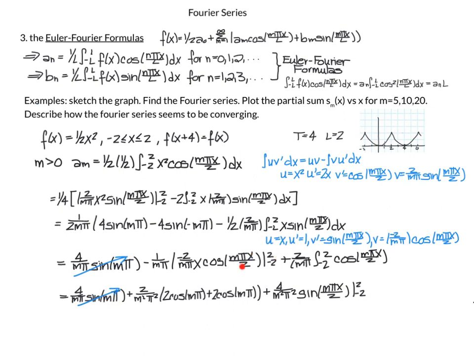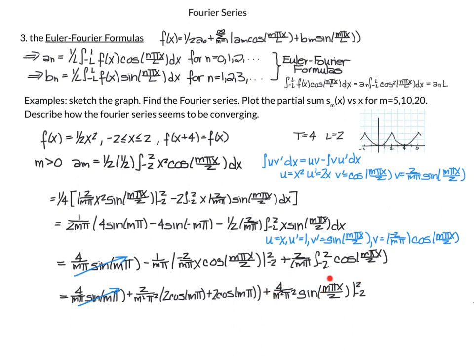The -2 and the 2 cancel, but I'm left with the negative. But since cosine is an even function, it's equal to cosine of m pi. So that part here is this term here. And then last, I have the same sort of thing. Cosine integrates to sine m pi x over 2, and I multiply by a factor of 2 over m pi. And then I evaluate at 2 and 0.